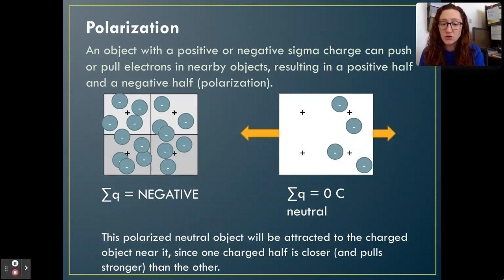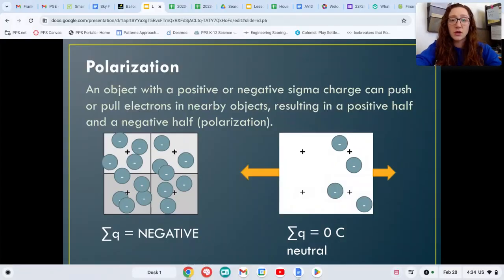This polarized neutral object will be attracted to the charged object near it, since one charged half is closer and pulls stronger than the other. Here's a little visual of what's going on.